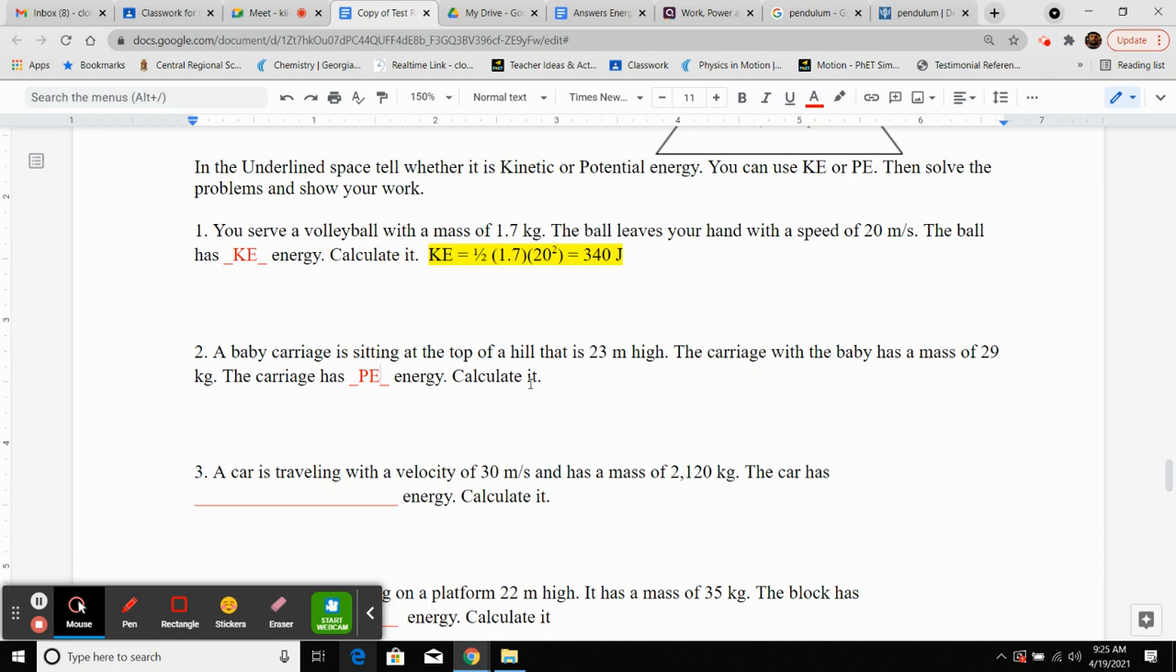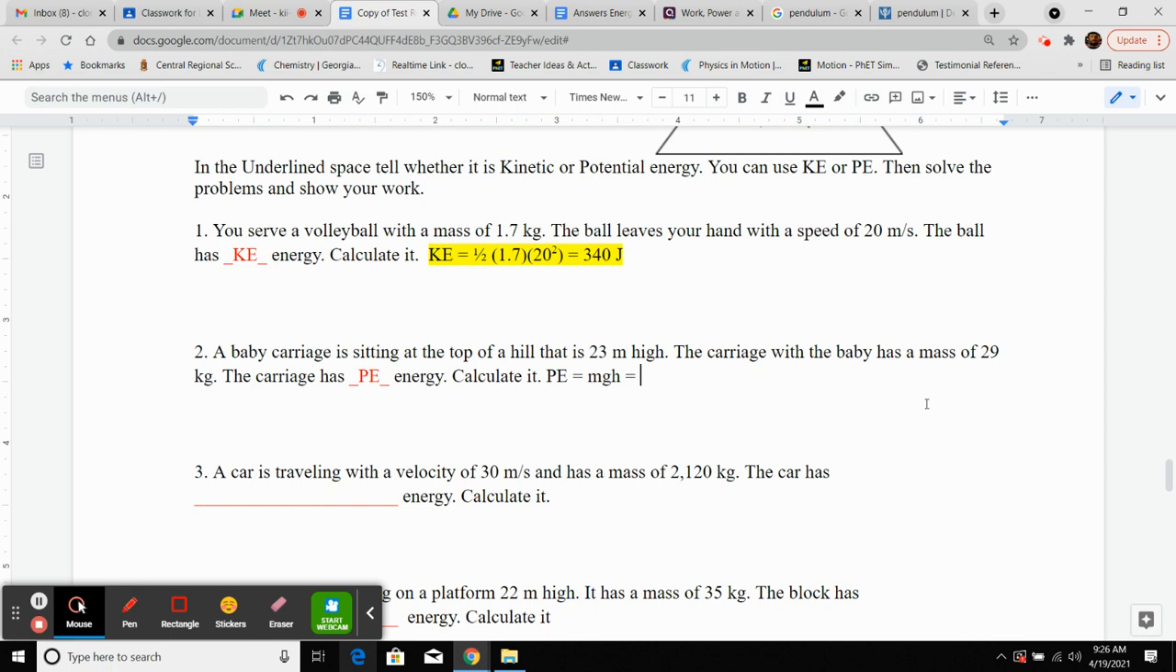Potential. If it's just sitting, right? So how do we do that? Potential energy is equal to mgh. So what do I do? Wait a minute. Mr. Lombardo, there are only 2 numbers. What do I do? Well, identify again.